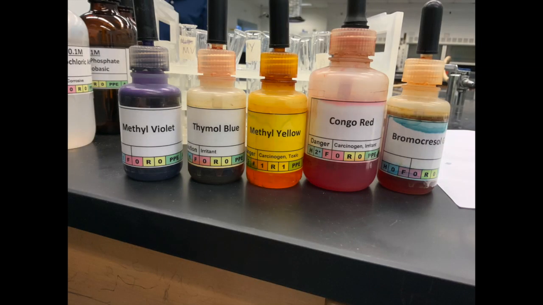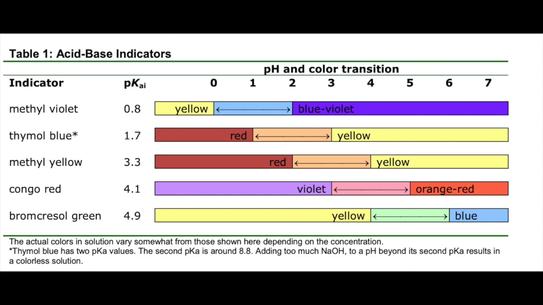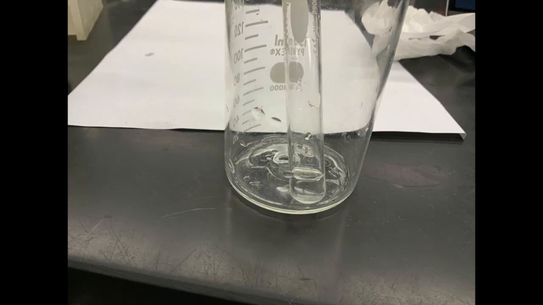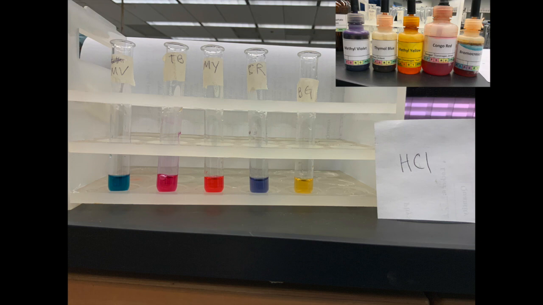The 5 indicators we will use are shown here, and their pH ranges are shown in Table 1 in the lab procedure. We start with a solution of 0.1 molar HCl and place 1 milliliter each in 5 test tubes. To each test tube, we added 1 drop of the indicator. This is the result for HCl, with the abbreviated names of the indicators taped to each test tube and a picture of the order of the indicators shown on the top right.